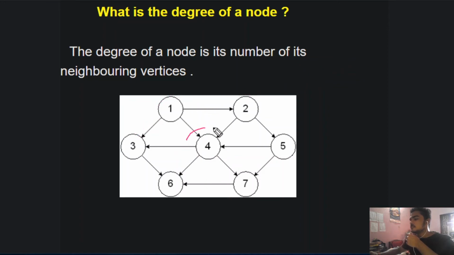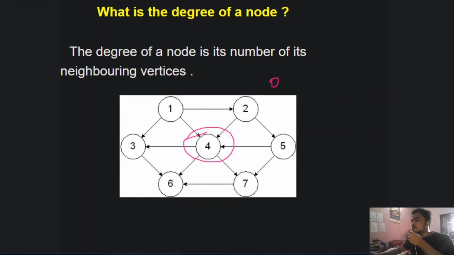If we consider 4 here now, what would be its degree? It has neighbors like 1, 2, 3, 4, 5, 6, like direct neighbors. And by neighbor I mean a node to which it is directly connected by an edge. So it has 6 neighbors, right? That's how simple it is.